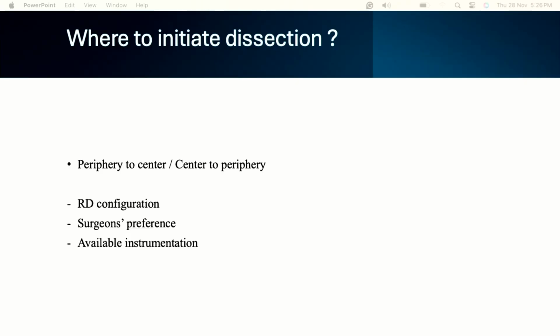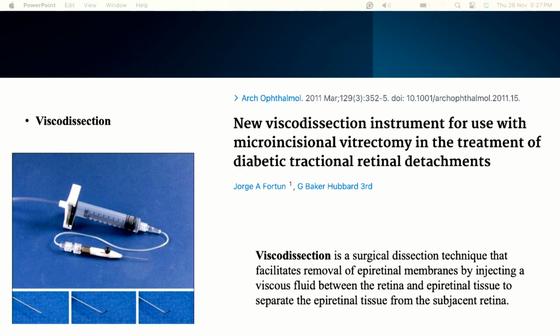So where do we initiate the dissection? Periphery to center or from center to periphery? It depends on the RD's configuration, the surgeon's preference, and the available instrumentation. So what are some of the other techniques?